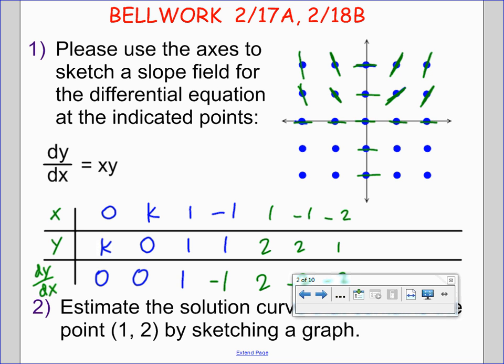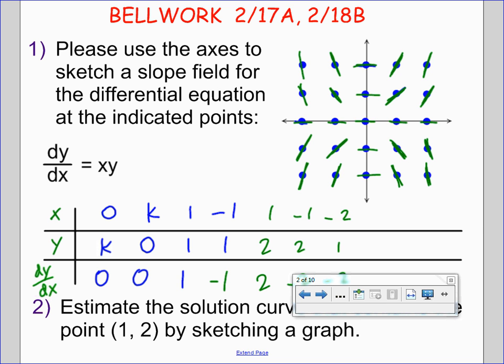We can do the same thing for my negative y values. For example, 1 comma negative 1 is going to be a negative 1 slope. 2 comma negative 1, negative 2, so a little bit steeper, a little bit steeper, a little bit steeper still, and so on and so forth. What about negative 1, negative 1? Well, that's going to be overall positive 1. Negative 1, negative 2, overall positive 2. Negative 2, negative 1, overall positive 2. Negative 2, negative 2, positive 4, and so on and so forth.